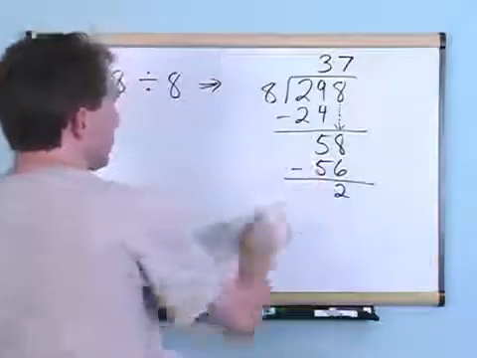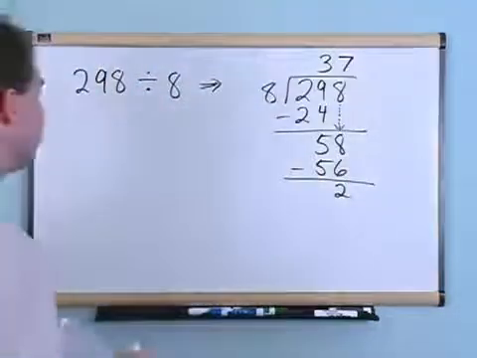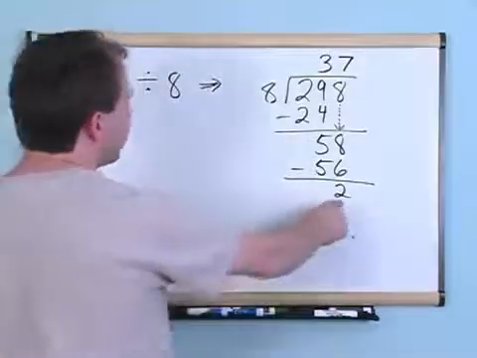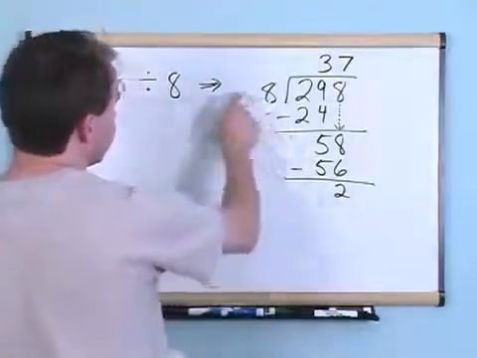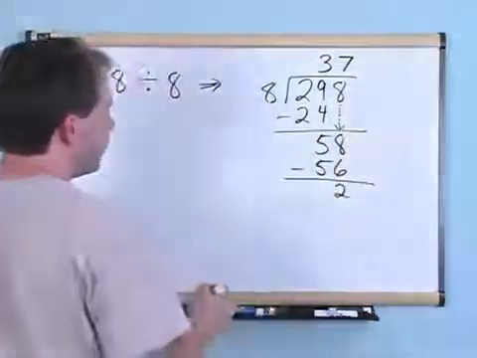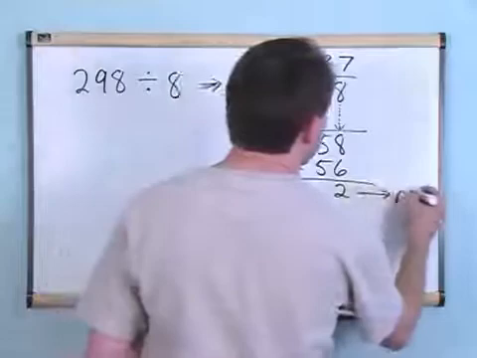5 minus 5 is just going to give you a big fat 0, so there's nothing else you can do there. You ask yourself, can you divide 8 into 2? No, you can't because 2 is too small. You've got to have a number bigger here than what you have up here. So you can't do any more division and you don't have any more digits to help you out. So this is going to mean you're going to have a remainder of 2.